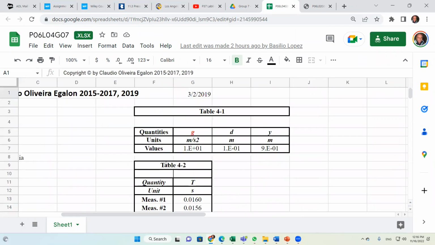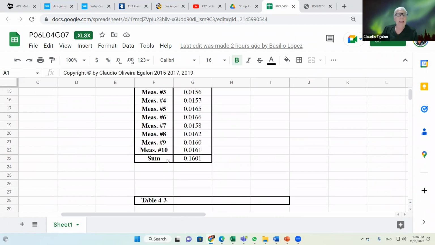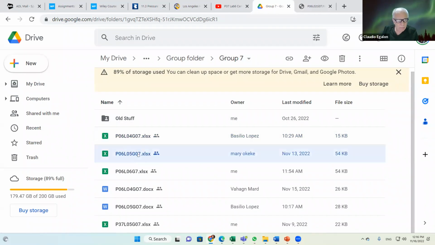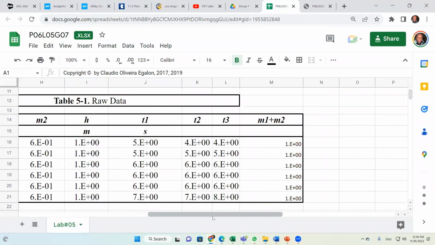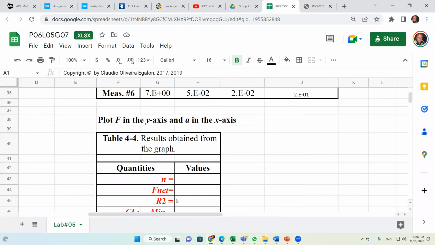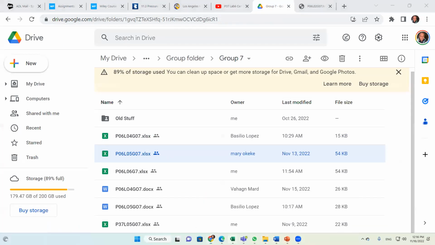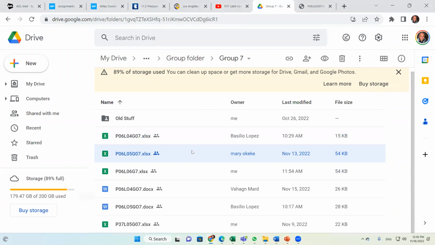Let me see. This one has no graphs, right? Yeah, that's right. Let's go for another one. Let's go for lab number 5. Yeah, that one we have to re-upload. That's the original one. We download our own copies and then we adjust them, so this way we can compare and make sure we're the best one.